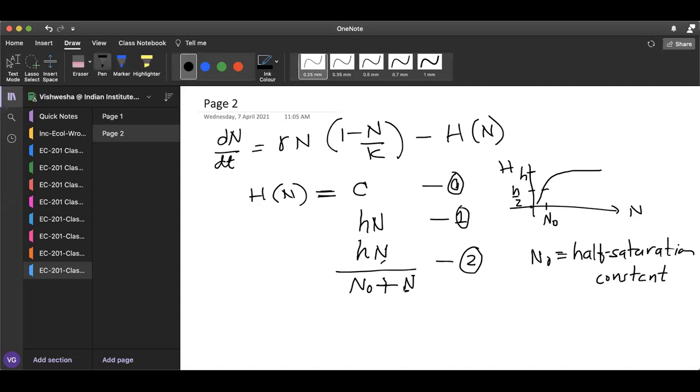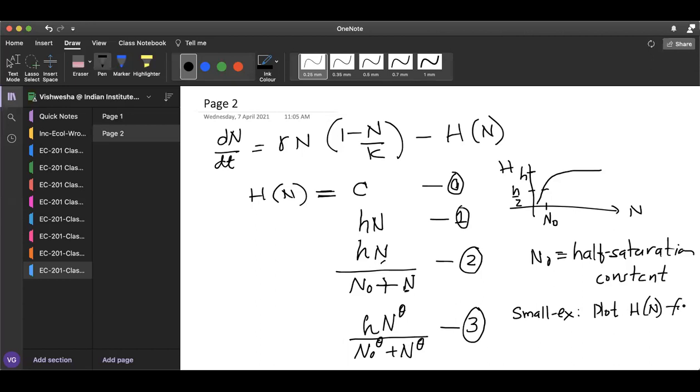And again, if you're interested in the saturating functional forms, there is a very general form one can write, which is h n power theta divided by n0 power theta plus n power theta. I encourage you to play with this functional form for different values of theta and see how it looks. A small exercise: plot h of n for different values of theta. And when theta is equal to 2, we also call it a sigmoid function.